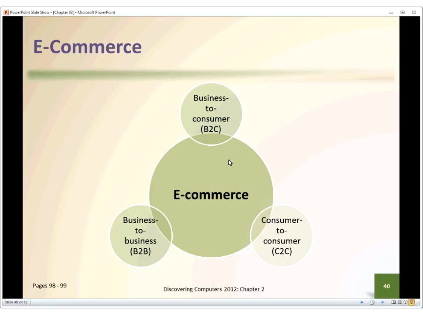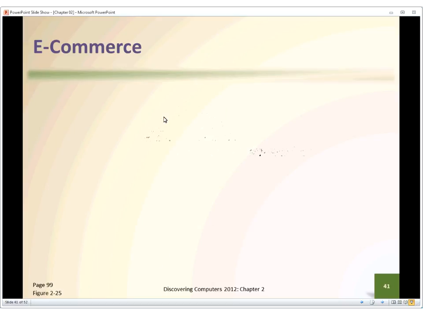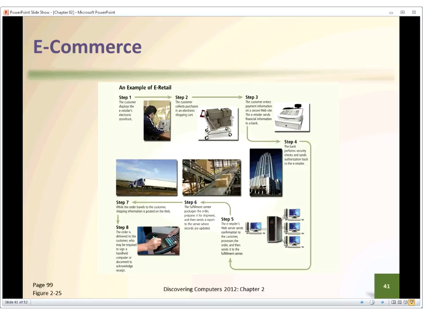So B to C, C to C, and B to B are acronyms that stand for different types of e-commerce systems. And again, here's another little flow chart of purchasing retail, right? The consumer displays the e-retailer's electronic storefront, picks and chooses their groceries.